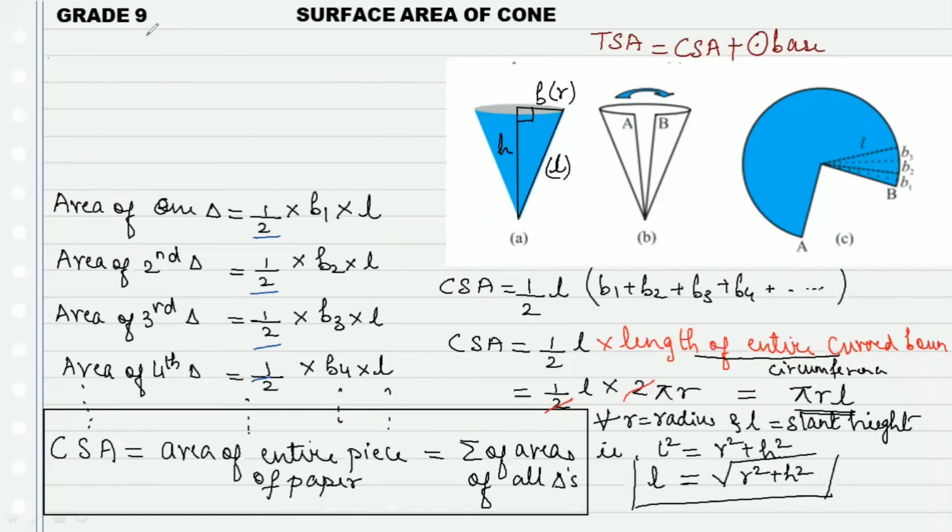So TSA of cone will be actually CSA. CSA क्या है बच्चों आपका? Pi RL, right? Plus area of circular base. Circular base, circle का area कितना होगा? Pi R square. So here when we simplify this, pi will be common, 1 R will be common. So let us take out that common outside the bracket. In the bracket, we are left with L plus R, right? And this gives us the TSA of the cone.